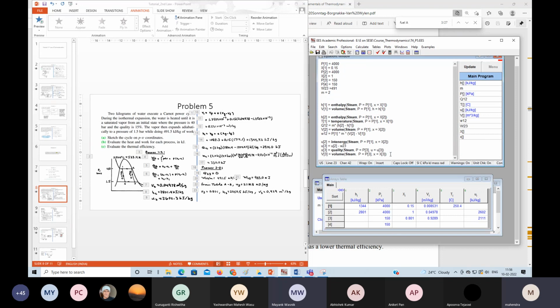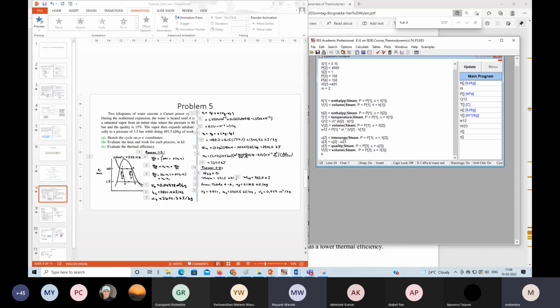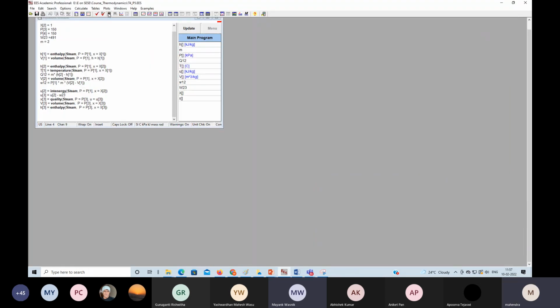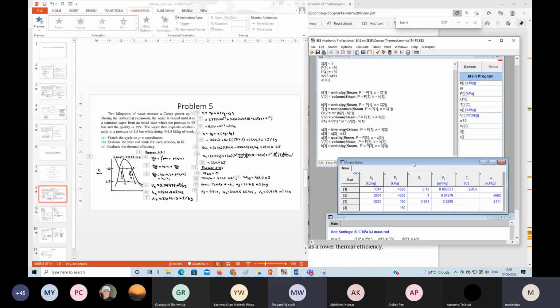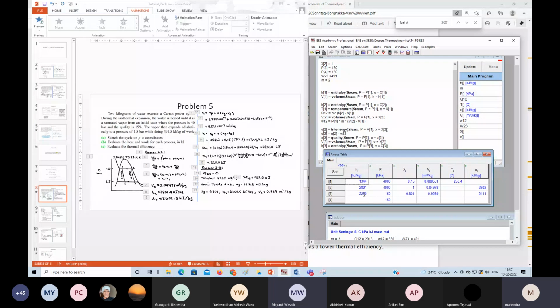Okay, so then what do we need over here more? H3 we need to calculate. Okay, H3 equal to enthalpy, and let us consider this point only anyhow. Fine. Okay, is it giving you back? Okay, so enthalpy of 2250. Enthalpy of 3, yeah, 2250.